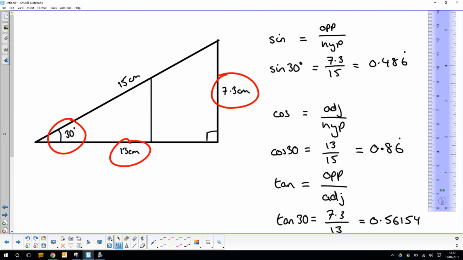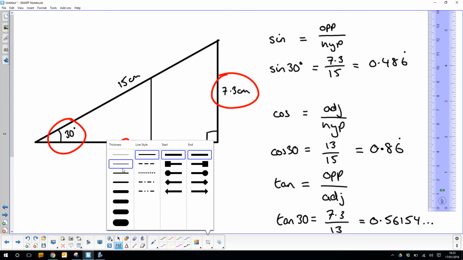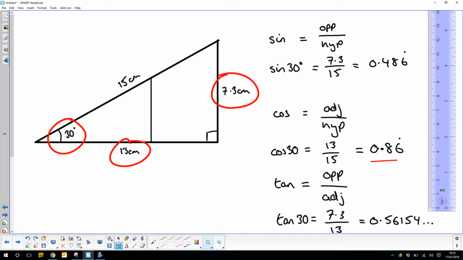So we've just got these three seemingly random values, you might think. What is important here is that for a 30-degree angle in a right angled triangle, if we do the opposite side divided by the adjacent side, it is 0.5614. That's what the word tan means. It means we're doing the opposite side divided by the adjacent side. For the cos, we got 0.86 recurring, which was the adjacent over the hypotenuse. And for sine, it was opposite over hypotenuse, and we got 0.486.